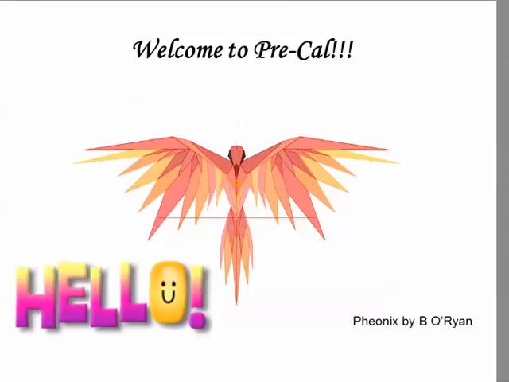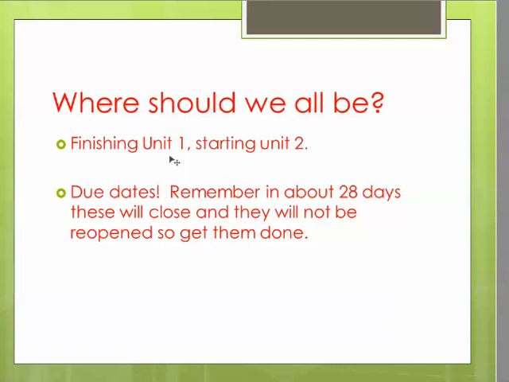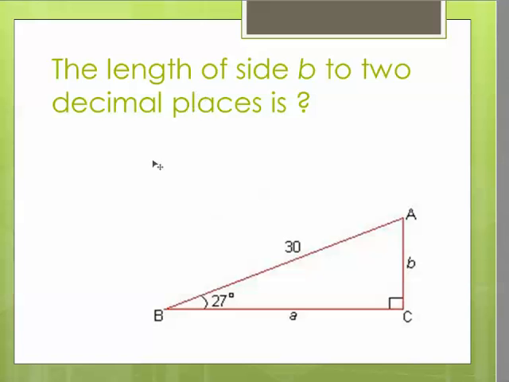So here it is. We're going to do it again. Where should you be? You should be finishing Unit 1. And then we're going to be starting Unit 2, which is a graphing type of unit. So what I want to do today is a little bit of a review of Unit 1.